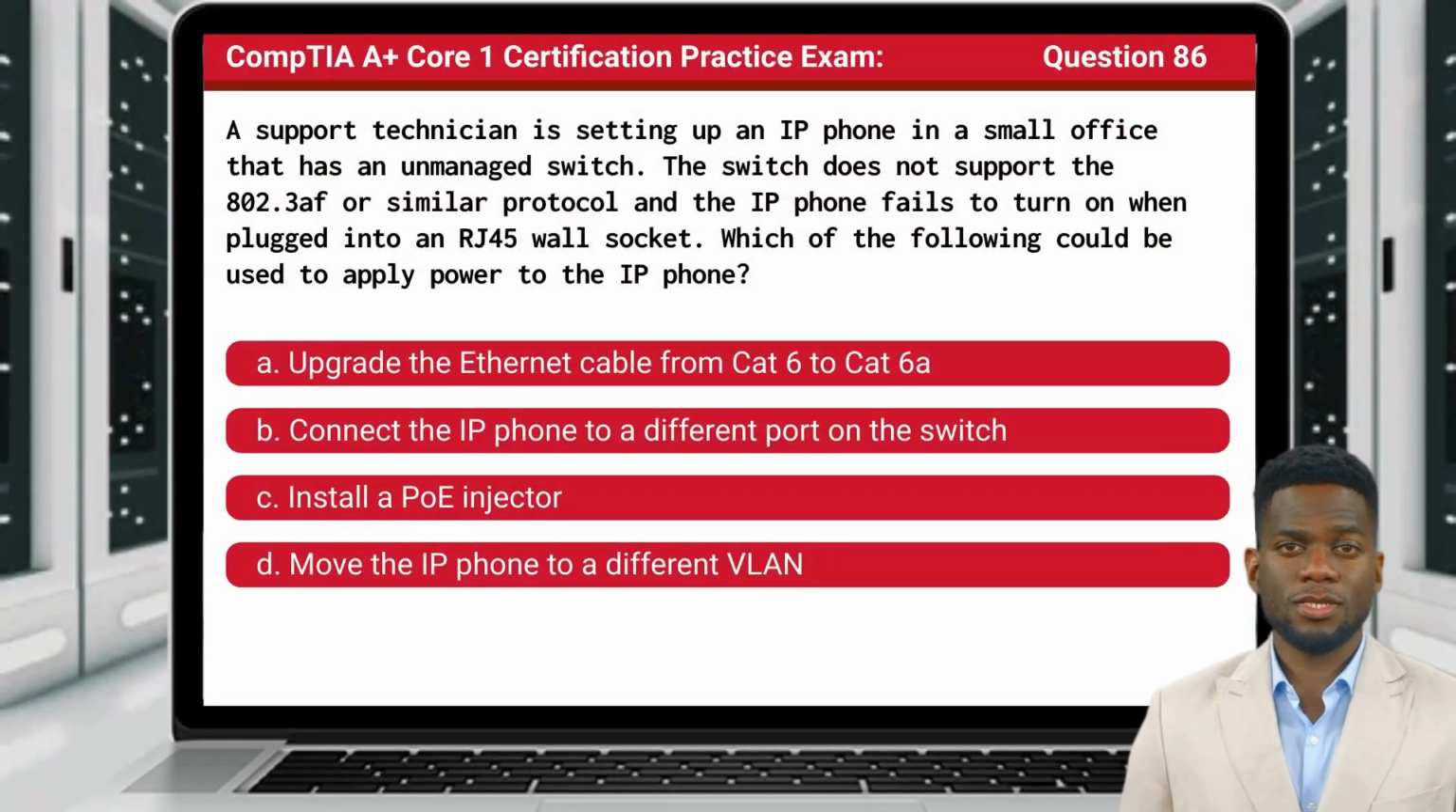Question 86. A support technician is setting up an IP phone in a small office that has an unmanaged switch. The switch does not support the 802.3AF or similar protocol, and the IP phone fails to turn on when plugged into an RJ45 wall socket. Which of the following could be used to apply power to the IP phone?